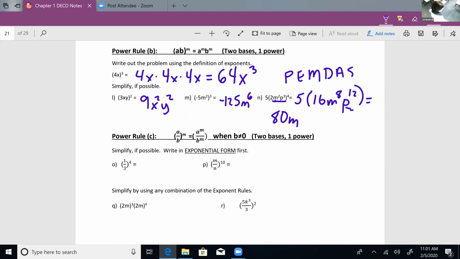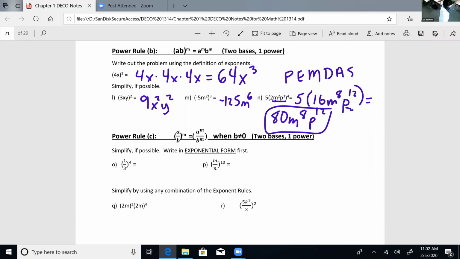These are all factors. So I'm just multiplying the 5 times the 16, and then I'm keeping the m to the 8th, p to the 12th. If there were plus signs between all of those, then yes, each one would get a 5 multiplied in front of it. But I'm only just multiplying the numbers 5 times 16 to get this. Okay, does that make sense? All right, I know this is a lot of information, but I promise we're almost done.